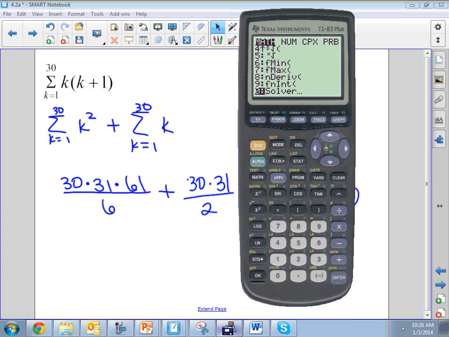Okay? If you go to math and arrow down to 0, it gives you a blank summation that you just have to fill out. And you can use X's. It's okay to use X instead of K in your calculator. Now, if you have an 83, it's a little bit more complicated. What if you have a cat? Then you might have to play around.